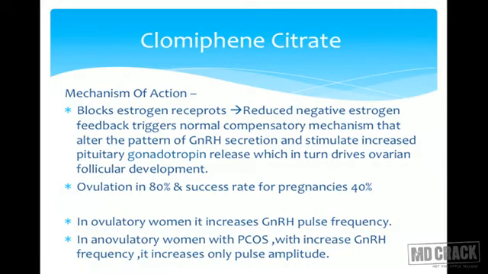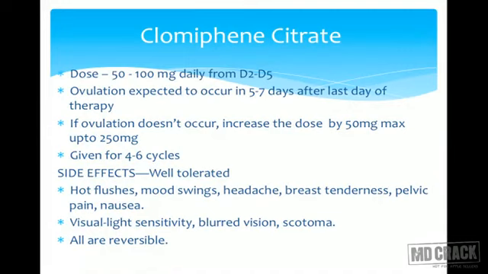In ovulatory women, it increases the GnRH pulse frequency, and in anovulatory, like in PCO, it increases the GnRH frequency and it increases the pulse amplitude. More amount of GnRH is getting secreted. The dose is around 50 to 100 milligram daily from day 2 to day 5 of menses.